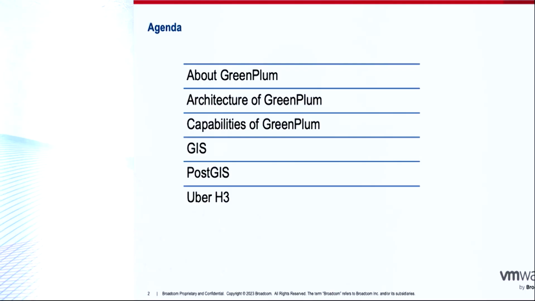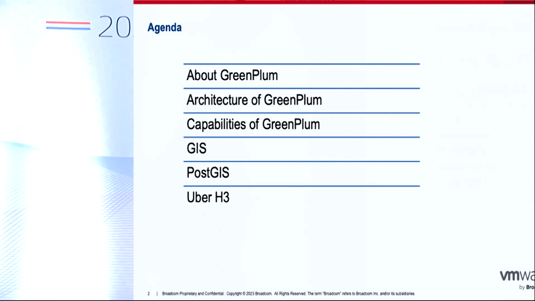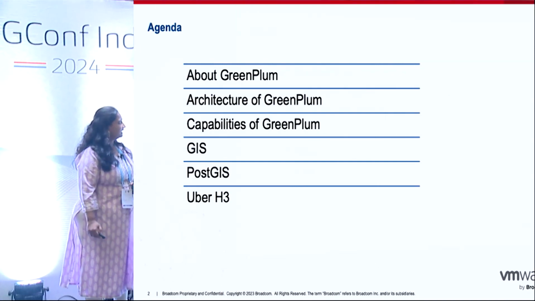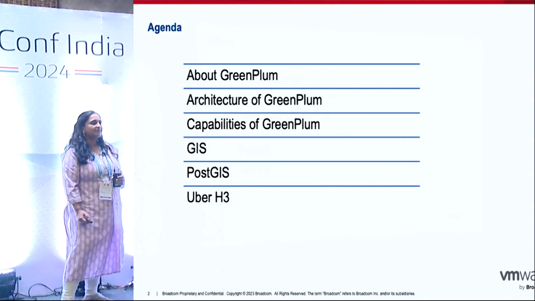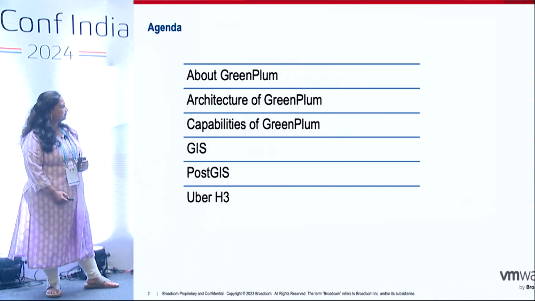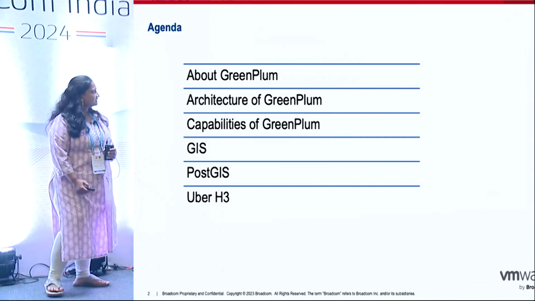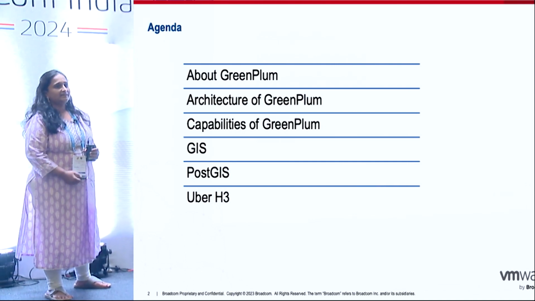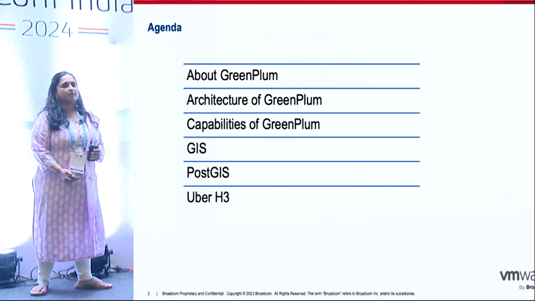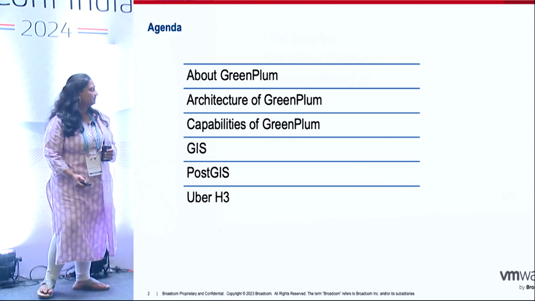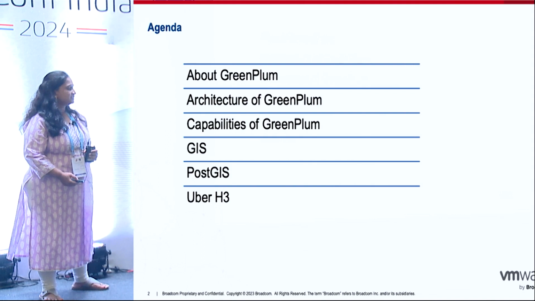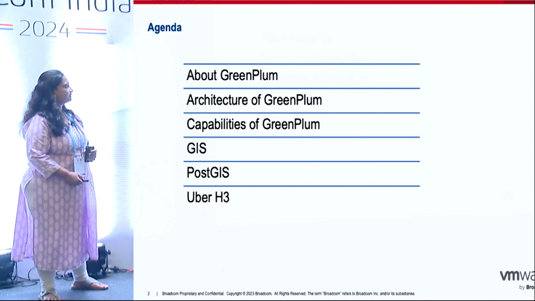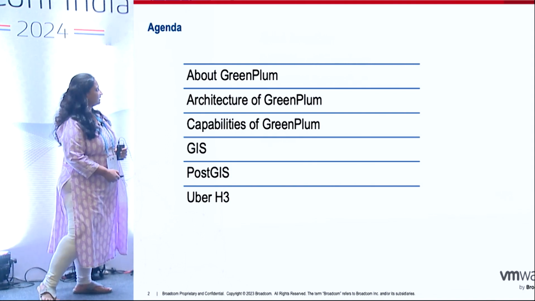So let's look at the agenda for today. We're going to give a very brief introduction about our product, what is Greenplum, and touch upon very briefly on the architecture of Greenplum, and also give you some idea about what the capabilities of Greenplum are. And then we will move on to the actual topic of today, that is the geographic information systems and the PostGIS and Uber H3. So that is going to be the agenda for today.